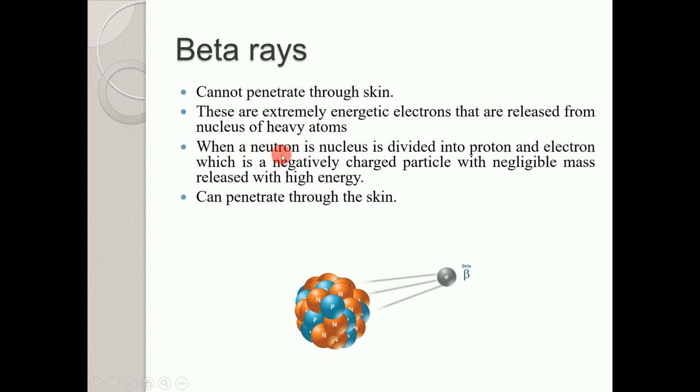When a neutron in the nucleus is divided into a proton and an electron, which is a negatively charged particle with negligible mass, it is released with high energy.